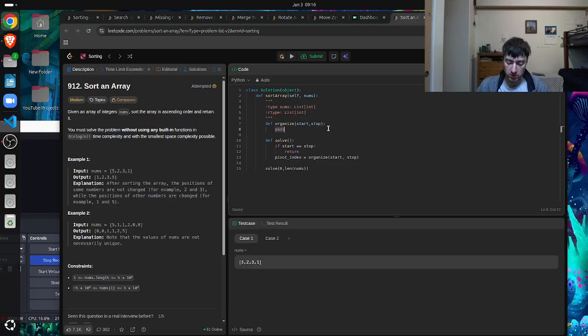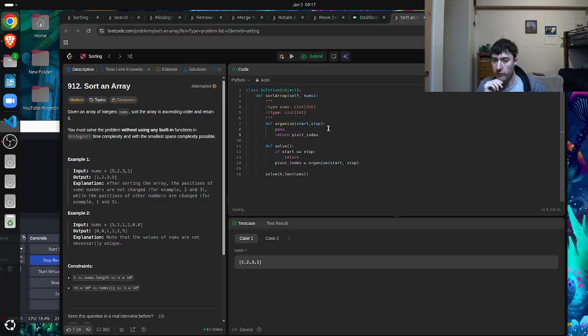So I need to eventually return something here. Return pivot index, like this, okay? So once I have the pivot index, I can recursively call myself, and I'm noticing I have start and stop here, so let's put those in here. Start, stop, like that. Then I'll need to be able to recursively call myself, solve on the left side of the array and the right side of the array.